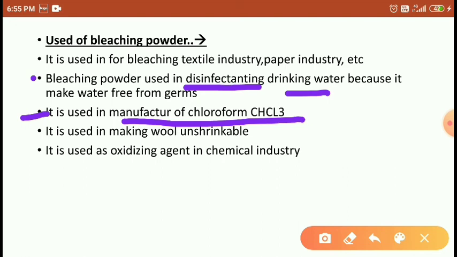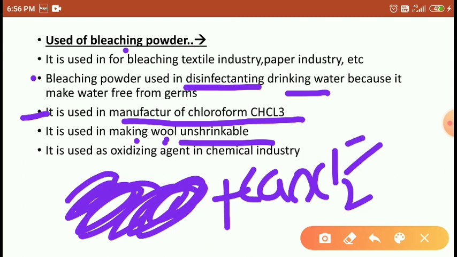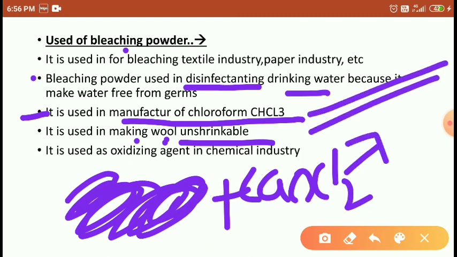Right, students? It is used in making wool unshrinkable. With wool we make many cloths and wearable things. When woolens are washed with bleaching powder, they become unshrinkable and stay in a straight form. Right, students? A shrunken woolen like this, if washed with the bleaching powder calcium oxychloride, becomes straight like this. It is unshrinkable.